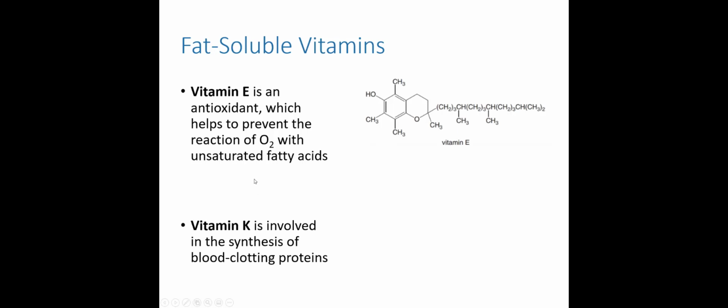And then the last one of these we're going to look at is vitamin K. Vitamin K plays an essential role in synthesizing proteins which we need for blood clotting. You'll notice again that we have a very non-polar structure. Yes, there are two oxygens here, but that's not nearly enough to make this a polar molecule.